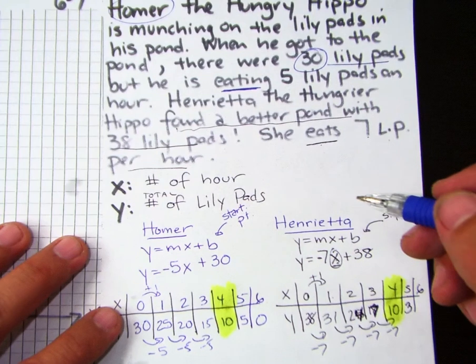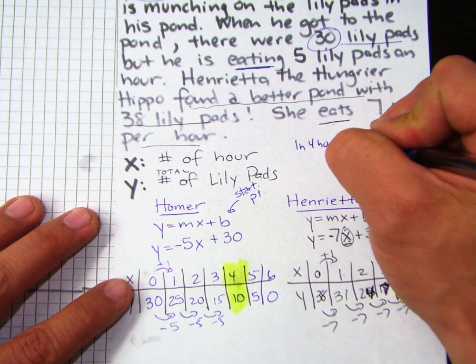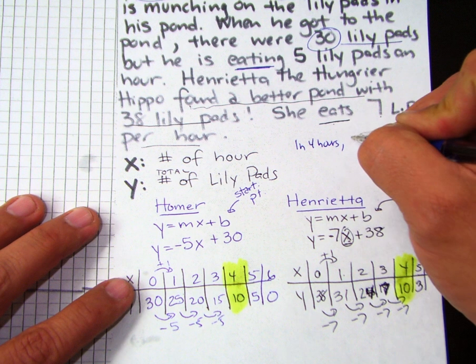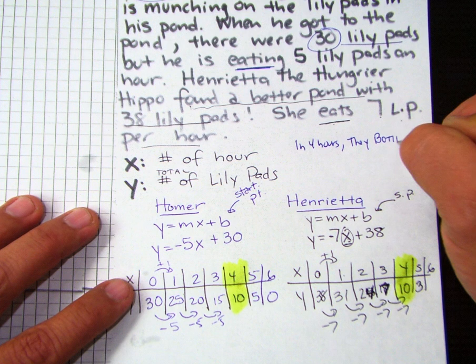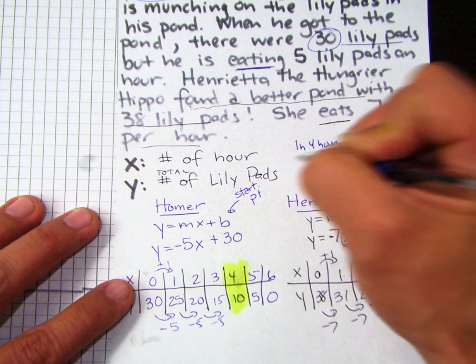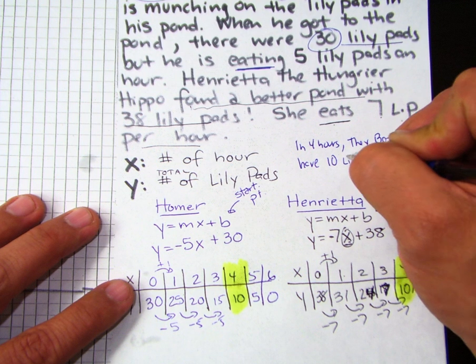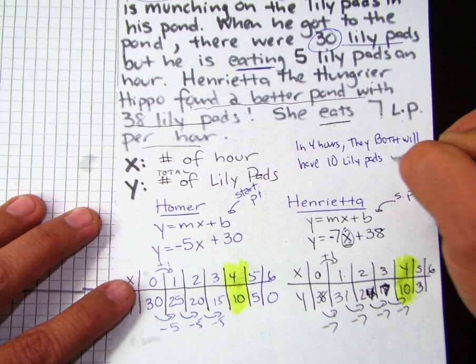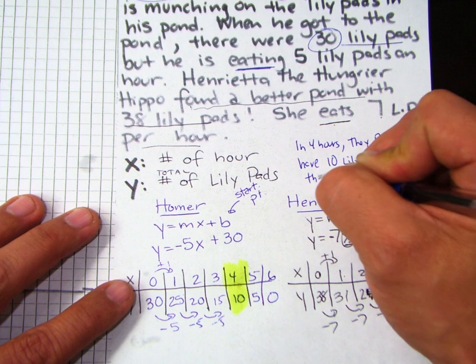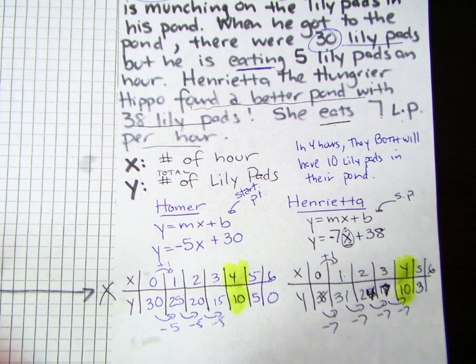So let's write it here. In 4 hours, they both will have 10 lily pads in their pond.